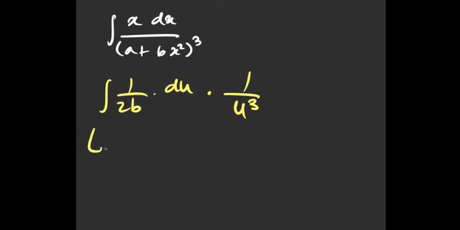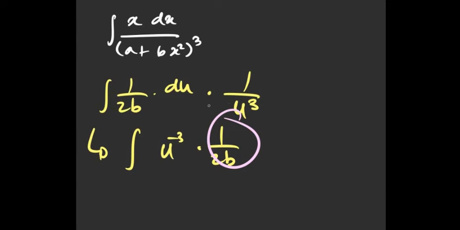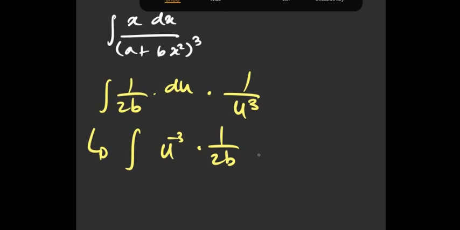So we're going to change this into simpler terms, which will be the integration of u to the power of negative 3 times 1 over 2b. So yes, this is going to be the constant, while this is going to be the main subject of integration.